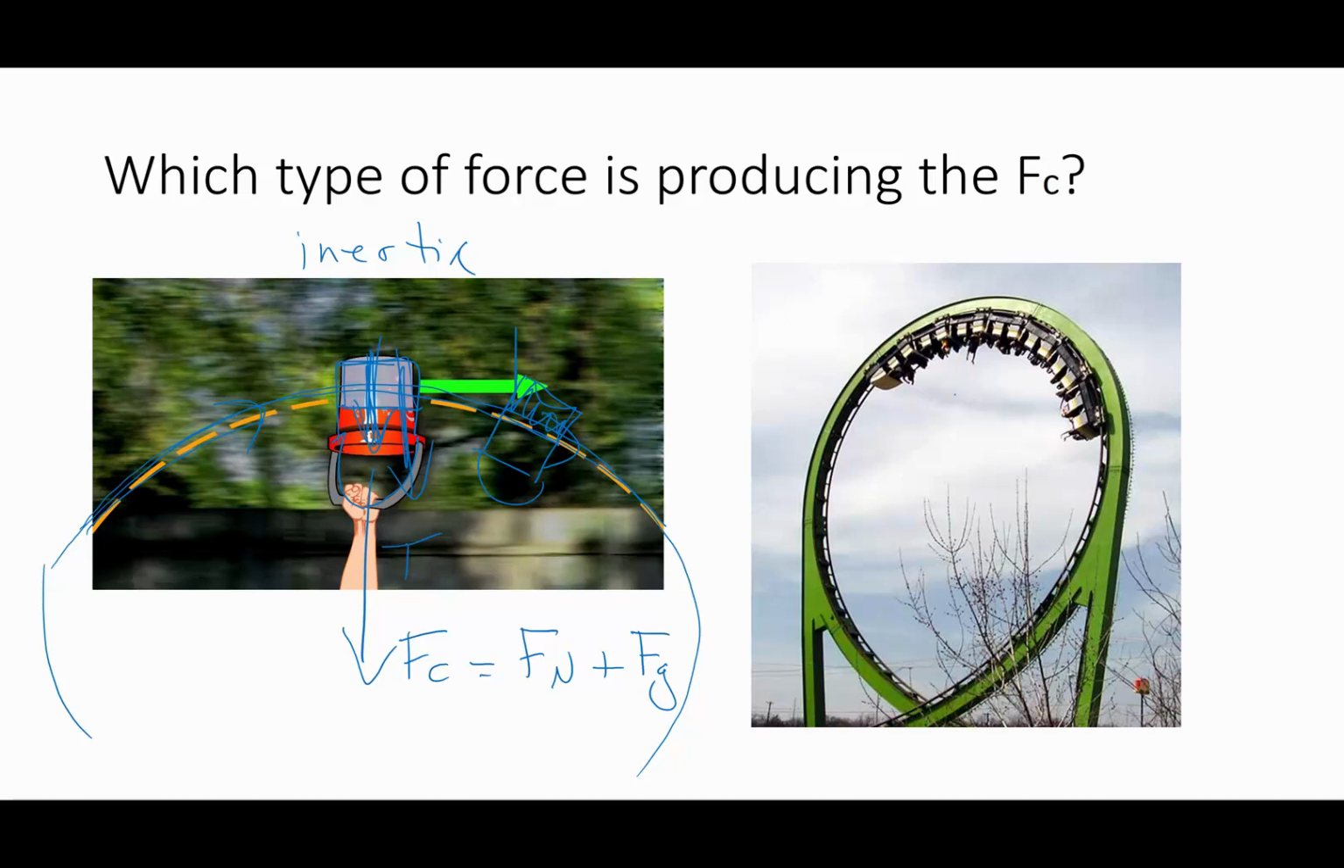If you're ever on a roller coaster ride, it's exactly the same thing. You're the water in the bucket. What's acting downward? The normal force of the seat and the track. And at the very tippy top, gravity. So you've got to go fast enough at the top so that the car catches you before you fall.